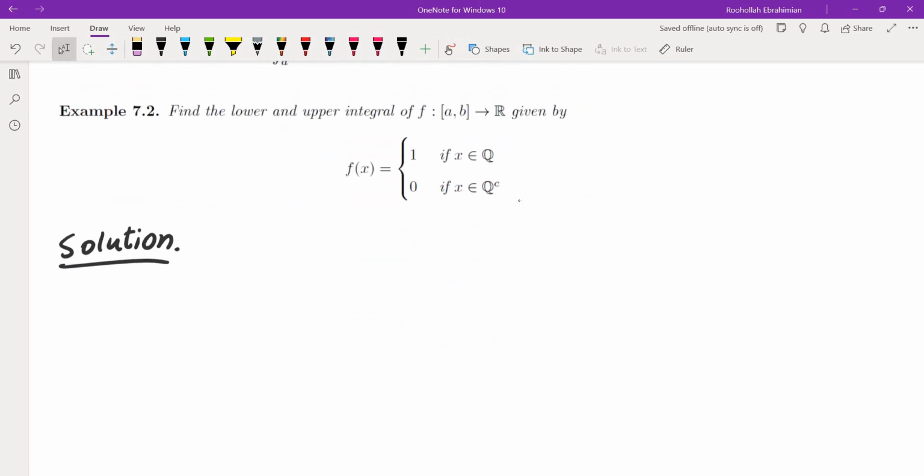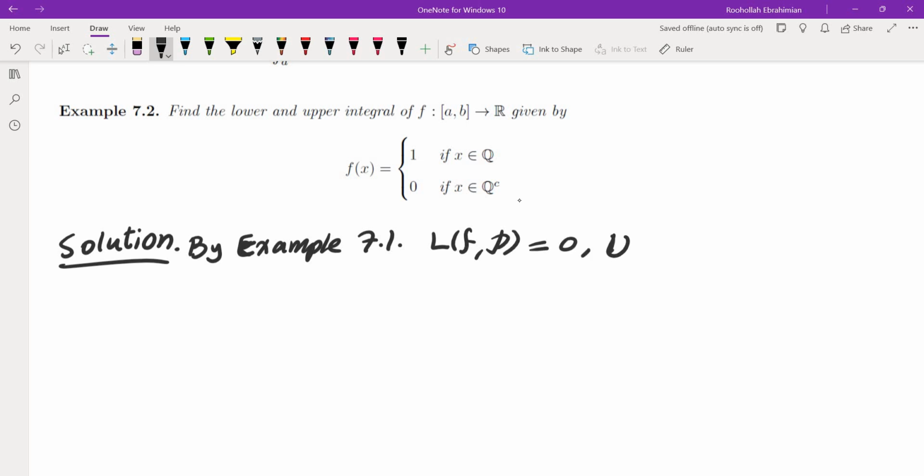Okay, for example, if you look at this function, we want to find the lower and upper integral of this function. This is the same function that we saw in example 7.1. By example 7.1, the lower sum is 0 and the upper sum is b minus a for every partition. And I don't even need to use two different letters.